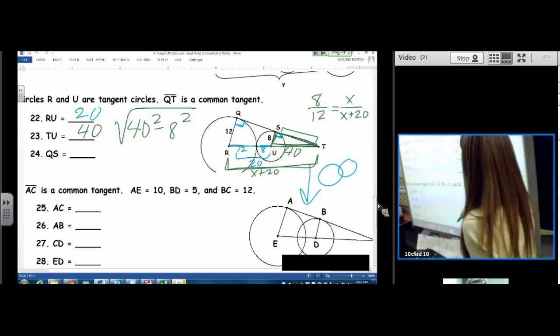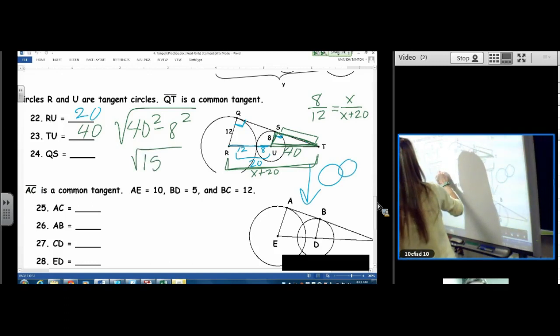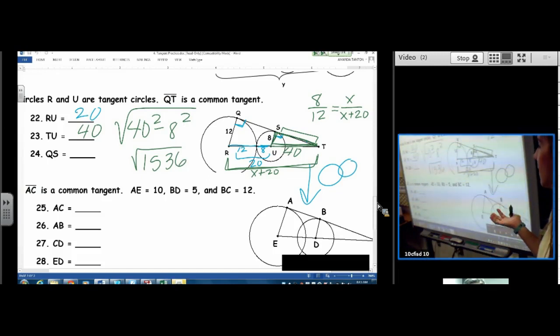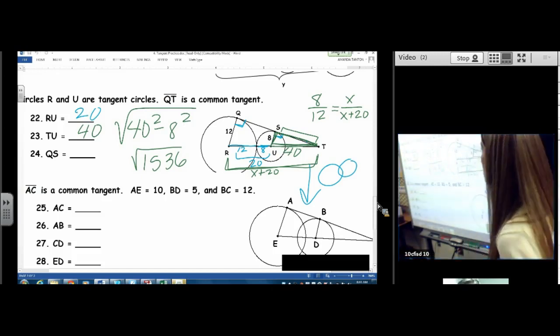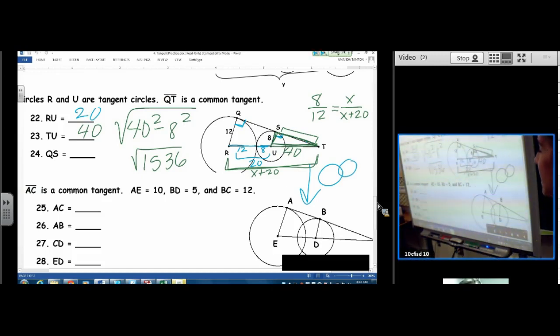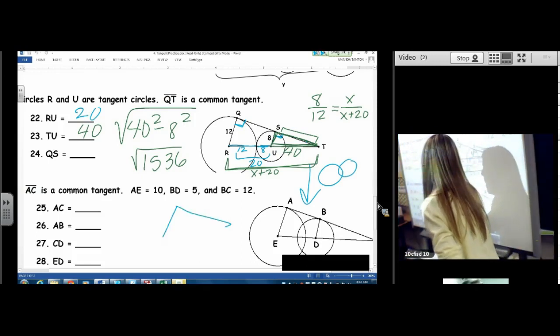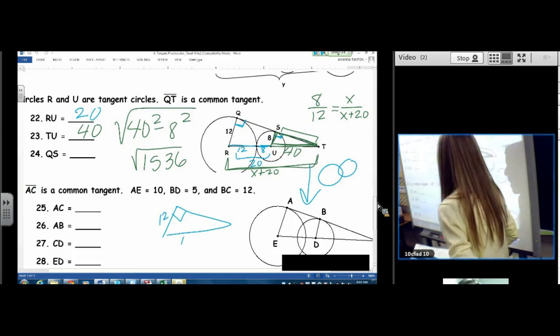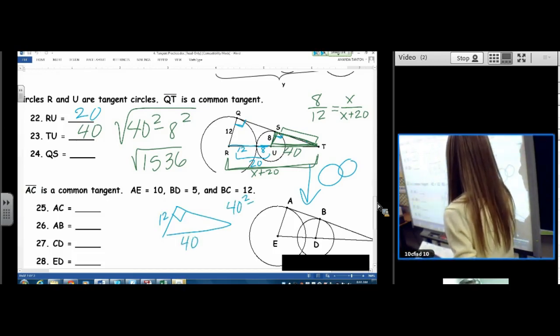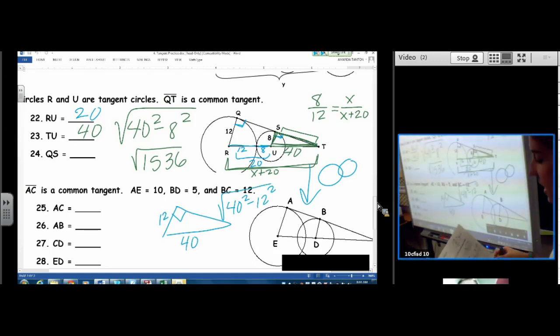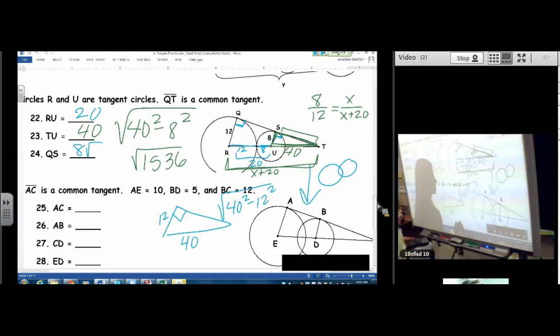Okay, so you get the square root of 1,536, I believe. So you can simplify that. Do your simplified radical. And then, unfortunately, you have to do that same thing again with, this is 12, this is a right angle, and this is 40. And you have to do the same thing again with the 40. Now, when you reduce both of those radicals and then you subtract them, you will get 8 root 6.